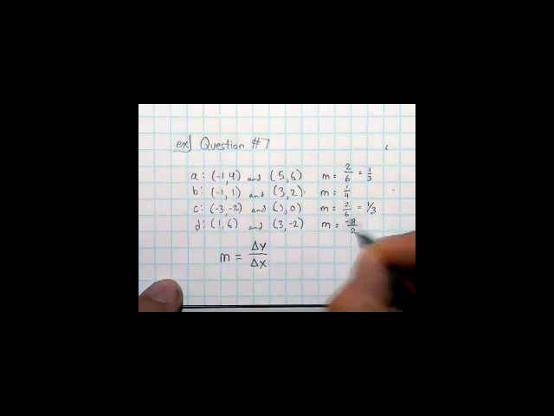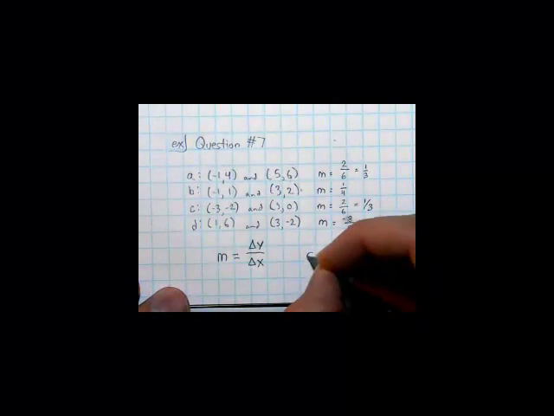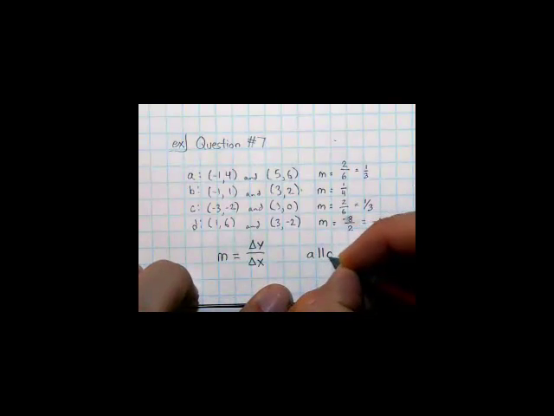That's 2. So this is going to be negative 4. Okay. So we have our 4 slopes: 1/3, 1/4, 1/3, and negative 4. Do you see any parallel lines in there? A and C. Okay. So A is parallel to C.